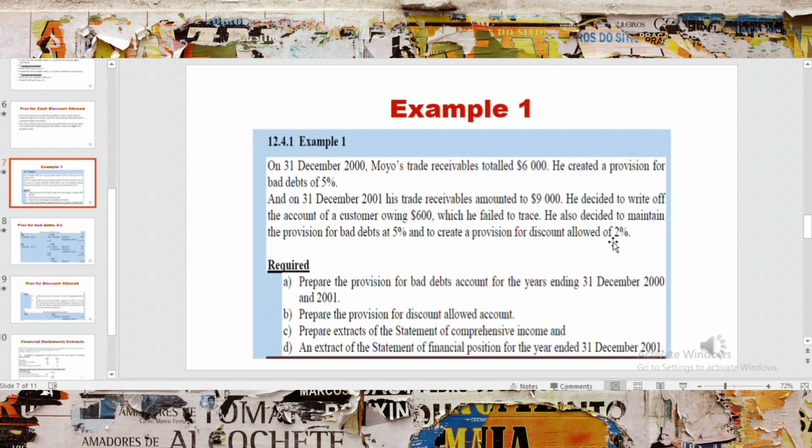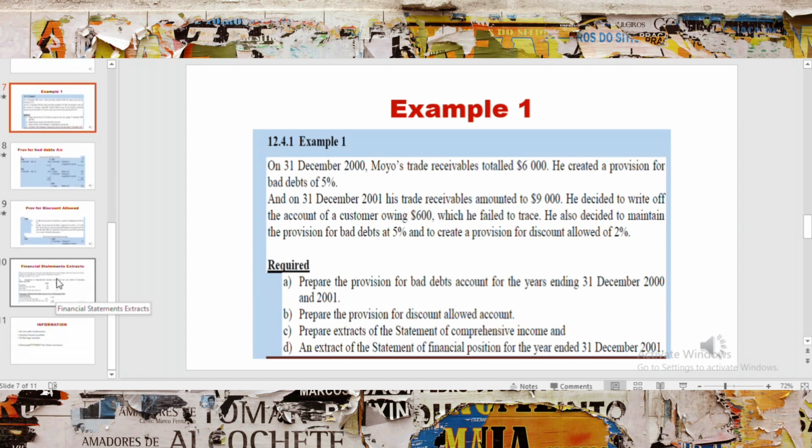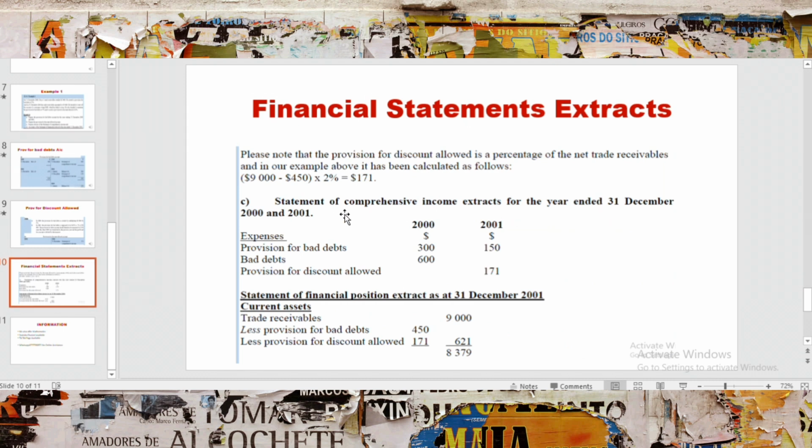So we are going to say 9,000 minus 450 in brackets. So you are going to multiply 2% times the net trade receivables, which is 9,000 minus the provision which you've calculated of 450. Then you get $171. Simple as that. Then moving forward, we need to look at the statement of comprehensive income extracts.